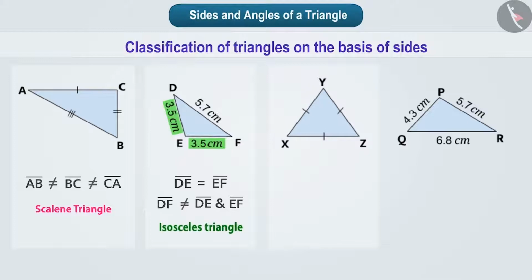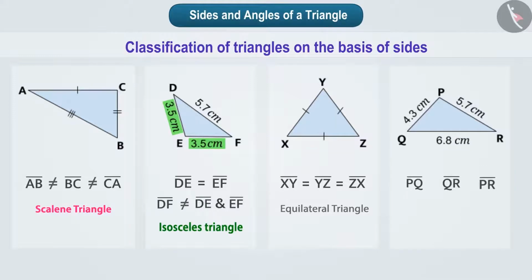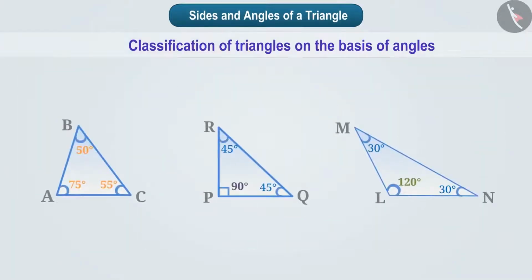Triangle XYZ has the same sign on all three sides, so we can say that its three sides are equal. Hence, it is called an equilateral triangle. In triangle PQR, the measurements of the three sides are not equal, so this triangle is a scalene triangle. We can also classify triangles on the basis of angles.